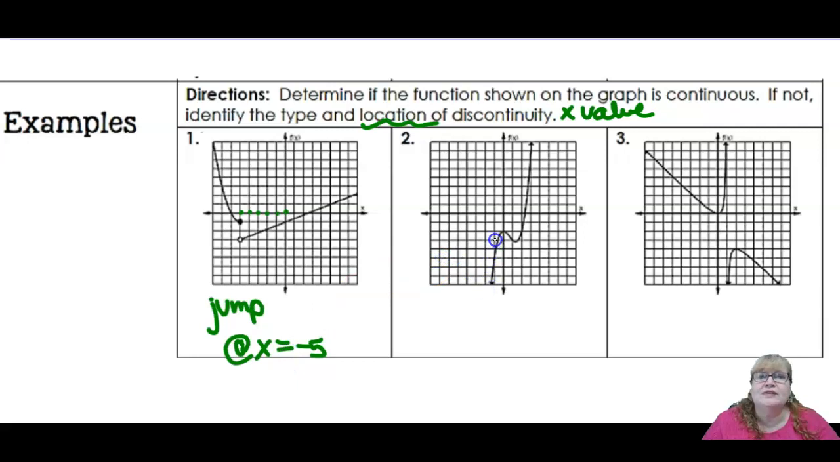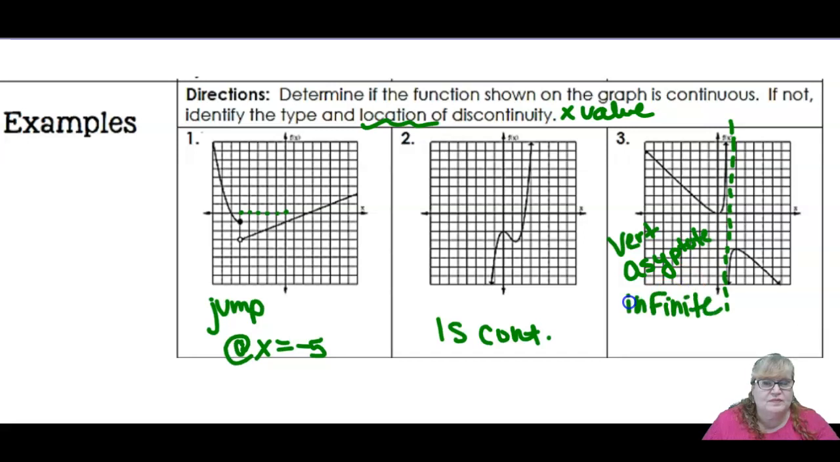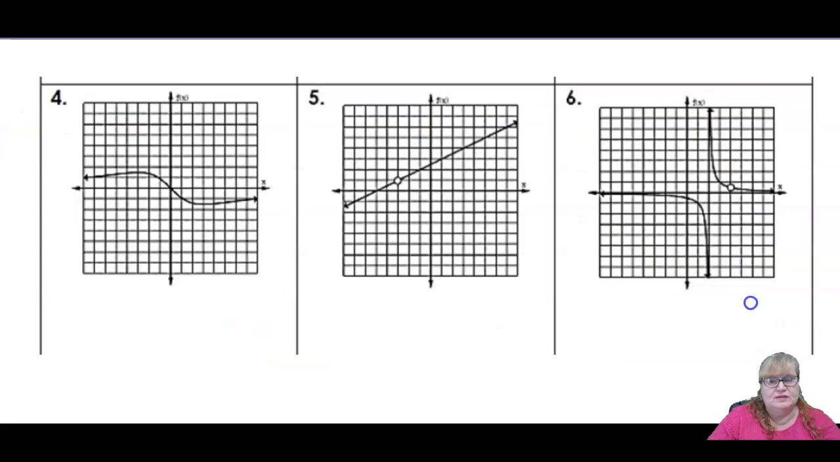All right, this one I can trace completely left to right without lifting my pencil. So this is continuous. This one, if I trace from left to right, I get a place in here where it is infinitely discontinuous, or it has a vertical asymptote. We'll talk a lot more about those later. So this is called an infinite discontinuity. And it occurs, it looks like, at x equals 1. Again, on a test or quiz, I will only ask you if it is continuous.